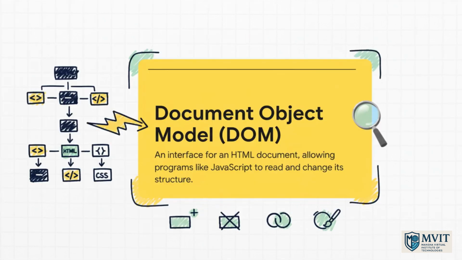So how does it control the page? It does it through something called the Document Object Model, or you'll usually hear it called the DOM. The easiest way to think about it is this. The browser takes your HTML code and turns it into a live, interactive blueprint of the page. JavaScript can then read this blueprint and change literally anything on it. It can add new things, remove old ones, or even change the CSS styles on the fly.